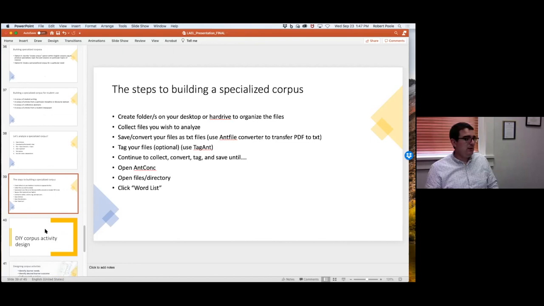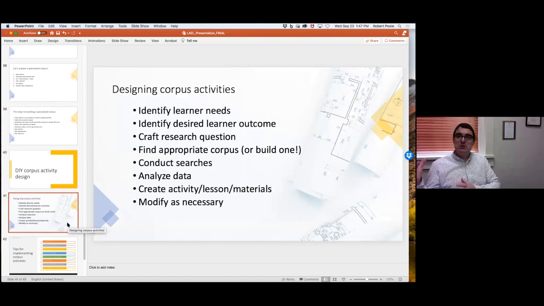So you've built a corpus. How do you transfer that into an activity? Well, think of those learner needs. What patterns are you noting in their writing? What things do you think would be useful for them to learn? What do you want them to achieve in the activity? So identify learner needs, just your basic needs analysis. What do they need? What do I wish for them to achieve? What's the research question? For example, what linking adverbials are most frequent.